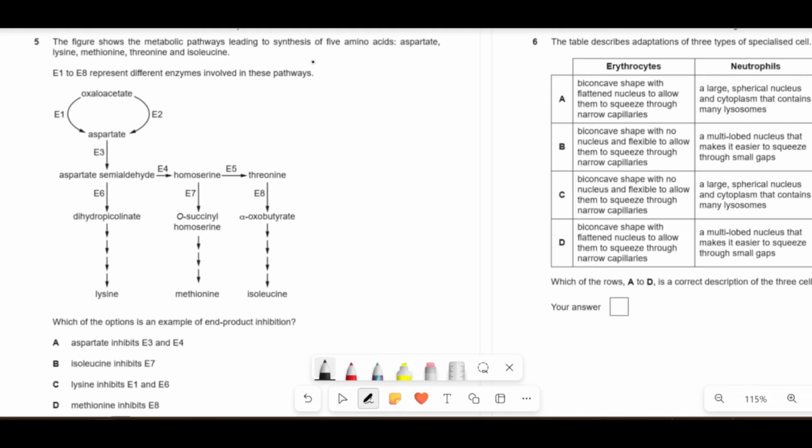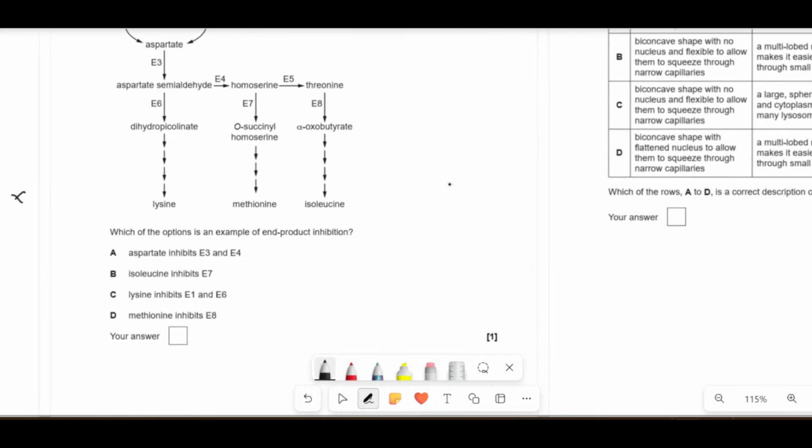Now it says the figure shows the metabolic pathway leading to the synthesis of five amino acids: aspartate, lysine, methionine, threonine, and isoleucine. E1 to E8 are different enzymes. And it says which of the options is an example of end product inhibition? Okay, so at the end of this metabolic pathway, the final product can inhibit the enzyme that starts the original reaction and causes the entire thing to stop. So we need to go through each one of these options and see what they could be.